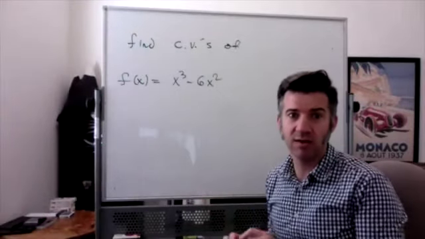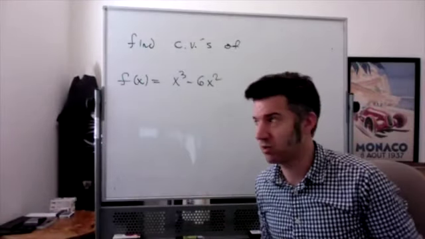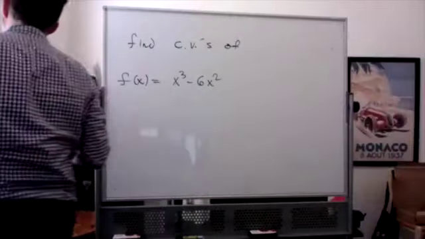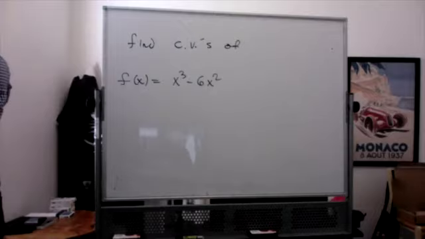So I want to find the critical values of f of x equal to x cubed minus 6x squared, which I think we've probably done before. It's one of my kind of go-to examples. But what do I want to say about this?